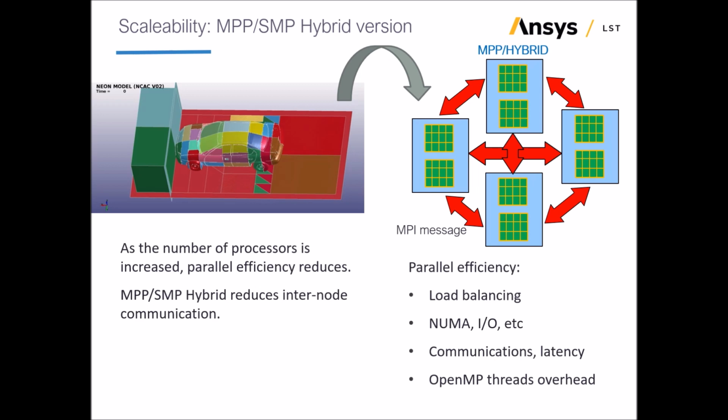Hence the MPP/SMP hybrid version of LS-DYNA. We cut the model into fewer domains, so each domain is larger, but we give each domain to multiple cores within a single compute node, and have those cores work together as a team using SMP parallel. Why SMP parallel? Because all those cores can see the same data, so there's no additional communication effort within the team. This will result in better scalability on large numbers of processors.